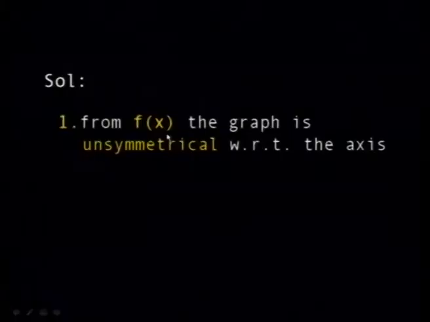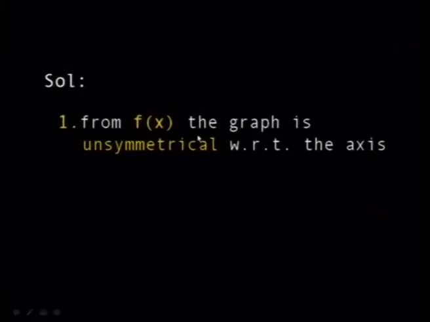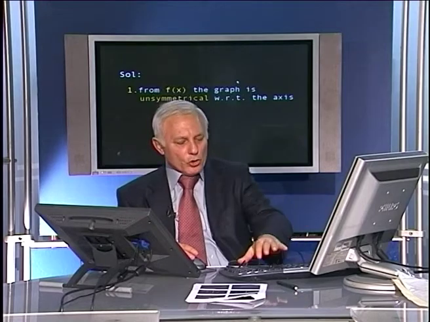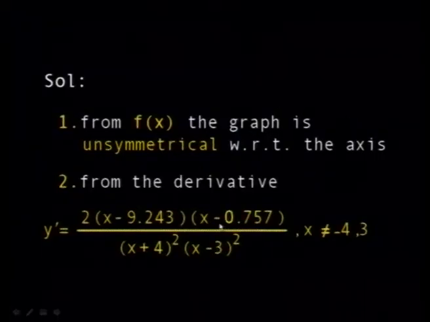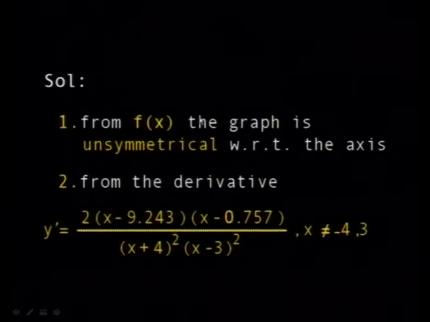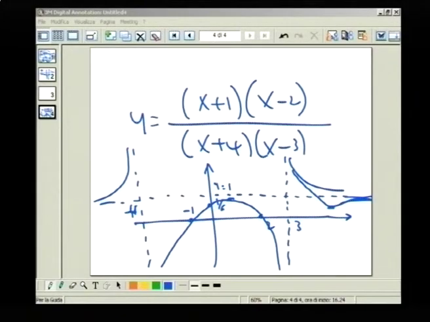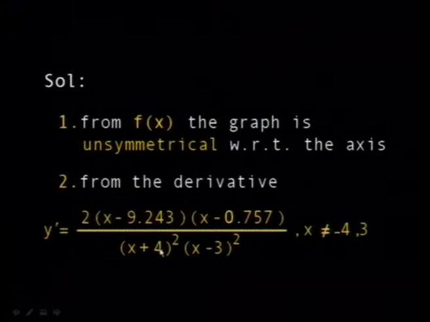Here, first of all, the graph is unsymmetric with respect to the axes, because if you put x equal to minus x, you get something altogether different, and therefore here it's neither even nor odd. Again, from the derivative, you directly see what the critical points are. Is 3 a critical point? Of course not, because 3 does not lie in the domain of the function. If you look here, x minus 3, you divide by it. So neither 3 nor minus 4 lie in the domain of the function, and therefore from y dash, 3 and minus 4 are not the critical points.